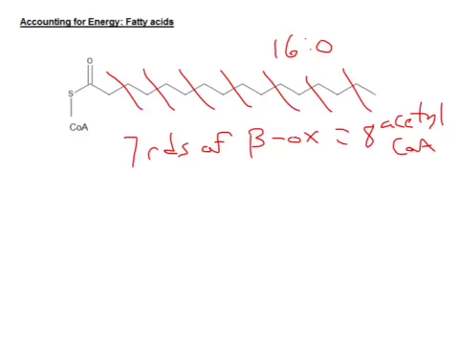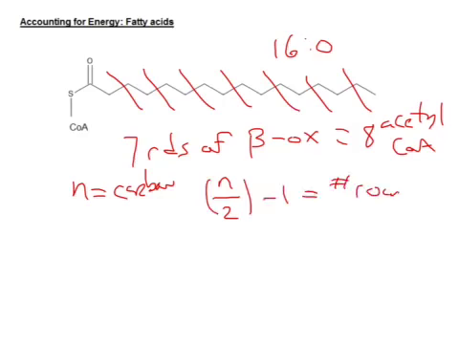So if you wanted to figure out how many rounds you would need, if n is your carbons in your fatty acid, n over 2 is going to be the amount of acetyl-CoAs, minus 1 is equal to the number of rounds. So here we have 16, n over 2 of that is going to be 8 acetyl-CoAs, minus 1 is going to be 7 rounds.